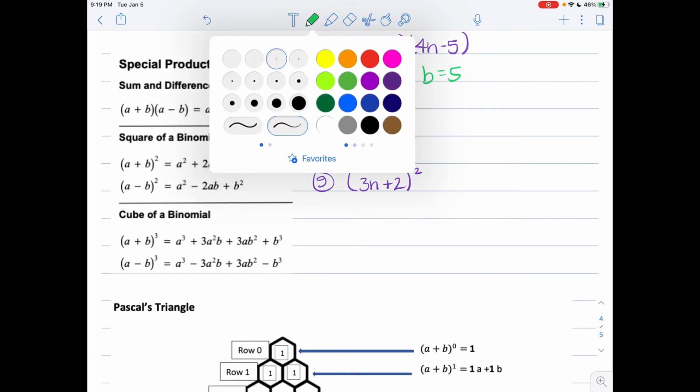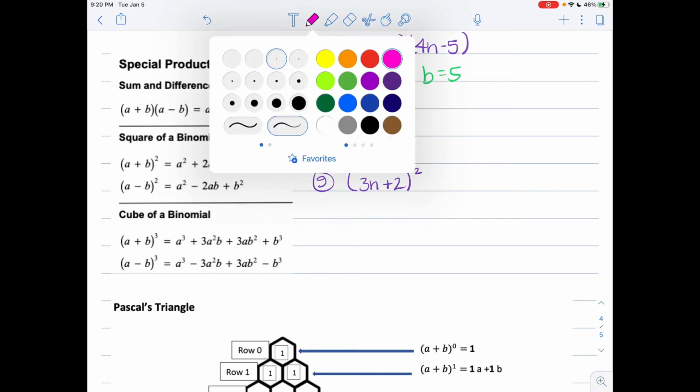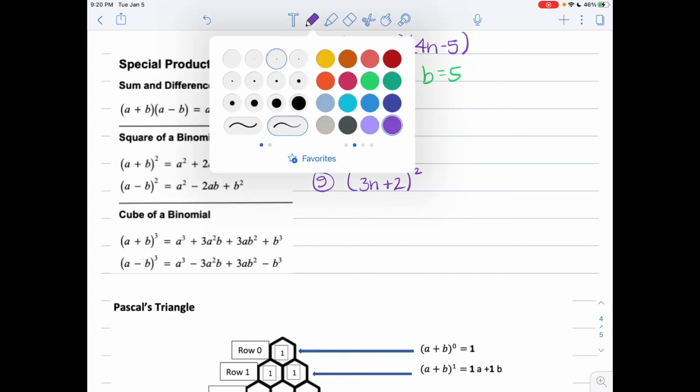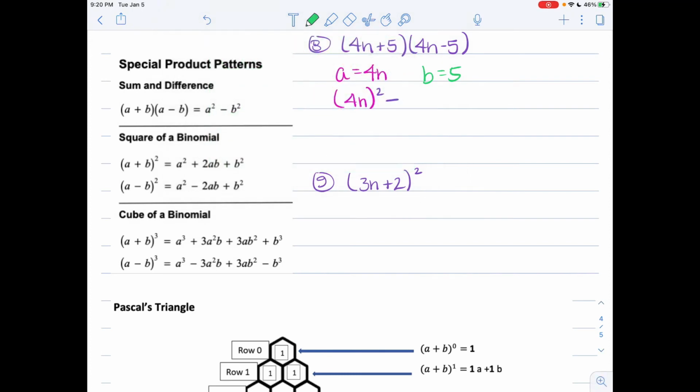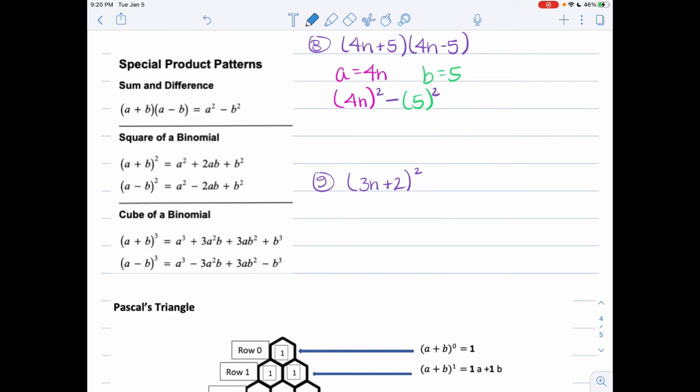I know that I need to square my A term, so I'm going to take 4n and square it. Remember that the squared is part of the original equation. And then I want to subtract my B term. My B for this is 5, but it's actually subtracting the square of that, so 5 squared. Simplifying this now, we get a final answer: 4 squared is 16, n squared minus 25.